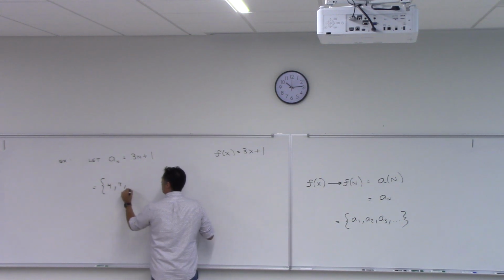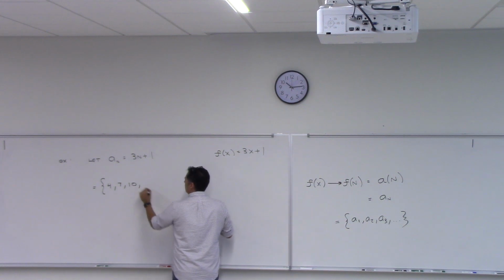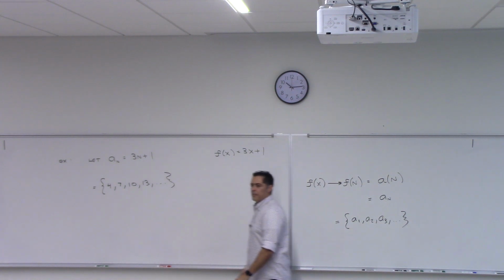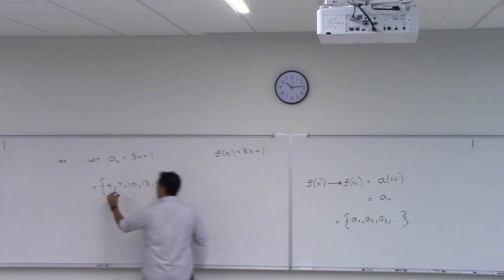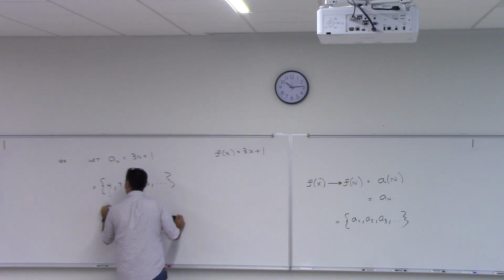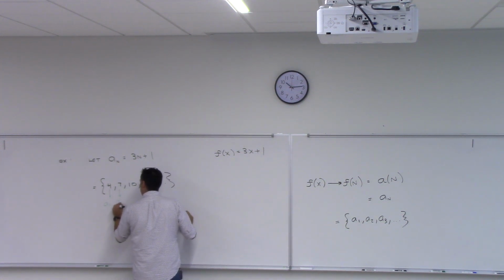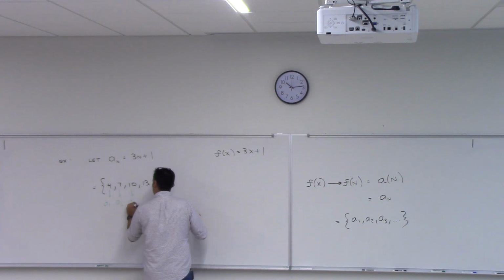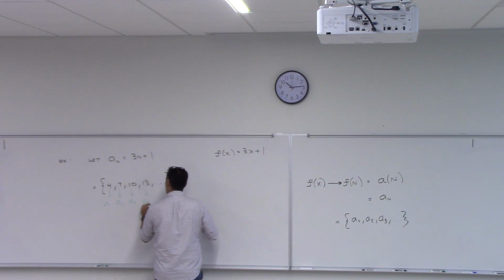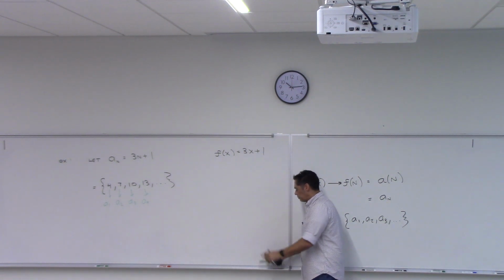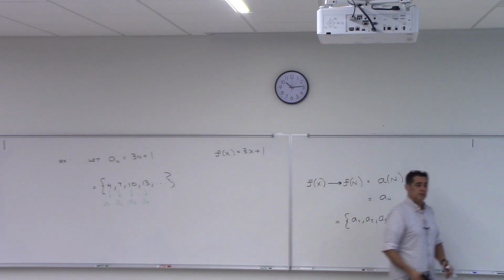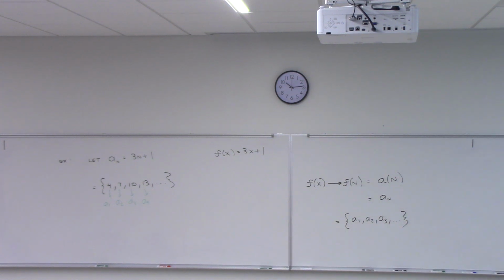7. 10. 13, dot, dot, dot. It keeps going, right? What we have to see is that this is what you get when you plug 1 in. This is what you get when you plug in 2. This is what you get when you plug in 3. This is what you get when you plug in 4, and so on and so forth, right? Questions? So far, everything's clear?